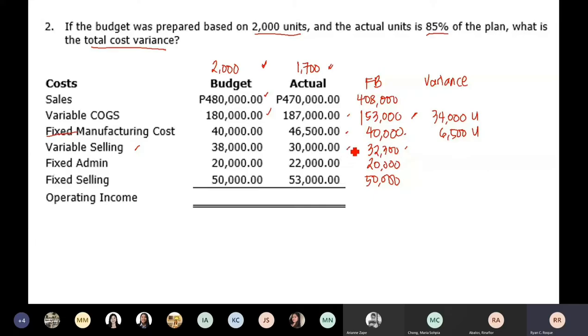actual. Dito sa dalawa, mababa ang actual, favorable to na 2,300. Ito, 20 versus 22, mataas ang actual, 2,000 to na unfavorable. 50 and 53, mataas ang actual, 3,000 na unfavorable. Ayan. So, magkano yung total spending variance natin? Magkano to? And number 2, that would be, ayan, plus, 43,200 na unfavorable spending variance. Magkano yung variance ng revenue?